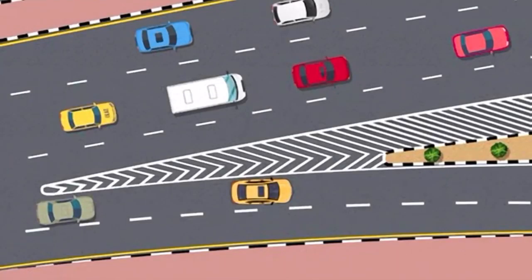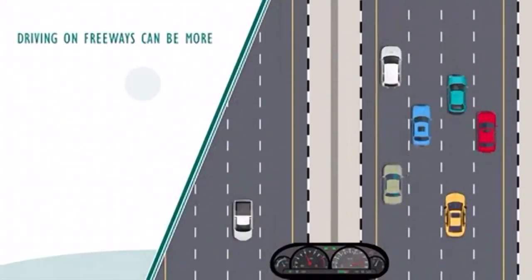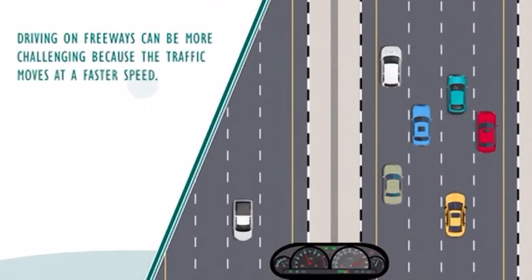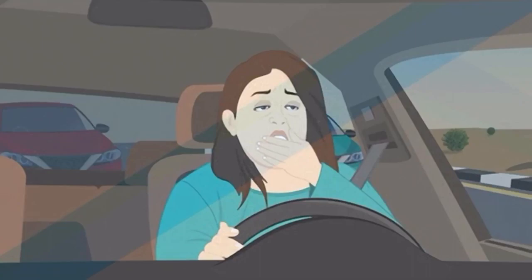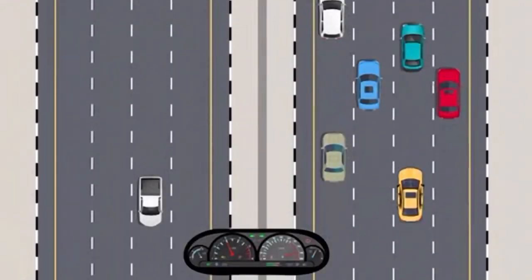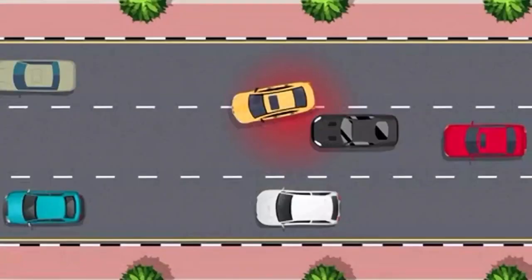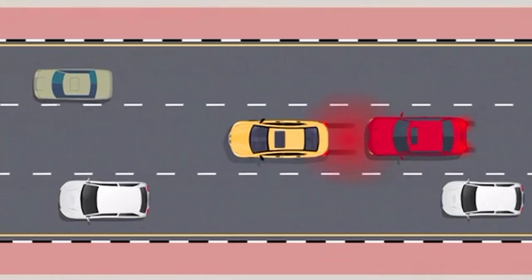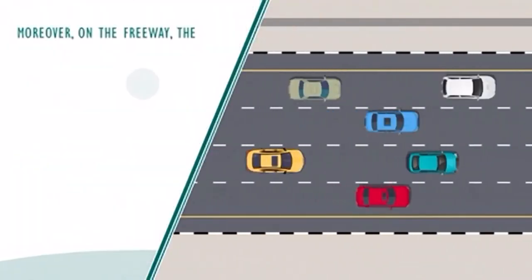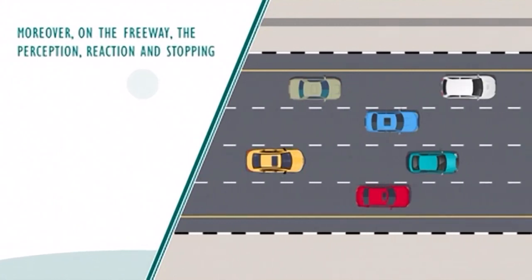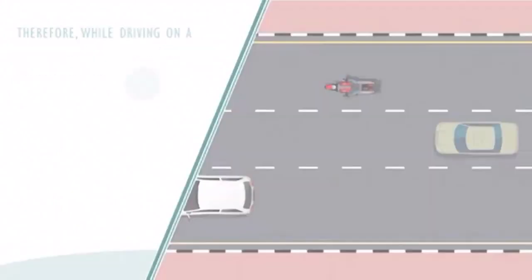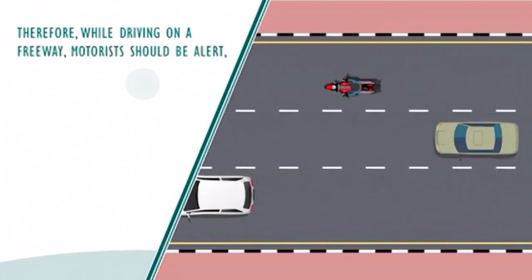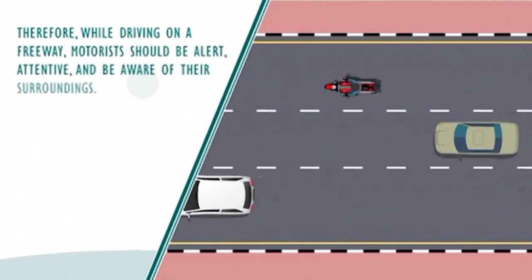Drivers can enter and exit freeways using the entry and exit ramps that allow vehicles to seamlessly merge into or pull out of traffic. Driving on freeways can be more challenging because the traffic moves at a faster speed. Drivers unfamiliar with the route, fatigued drivers, fast-moving vehicles, and other maneuvers of vehicles such as frequent lane changing, tailgating, sudden slowing or stopping are all inherent risks when driving on the freeway. Moreover, on the freeway, the perception, reaction, and stopping distance are also more. Therefore, while driving on a freeway, motorists should be alert, attentive, and be aware of their surroundings.